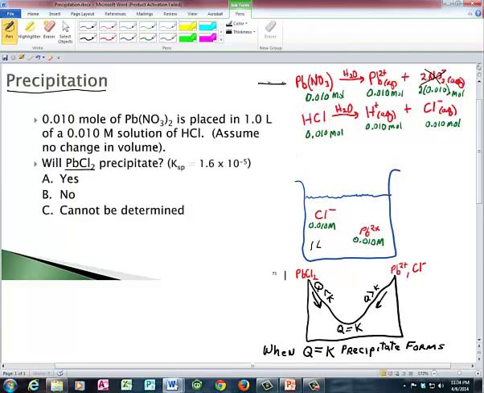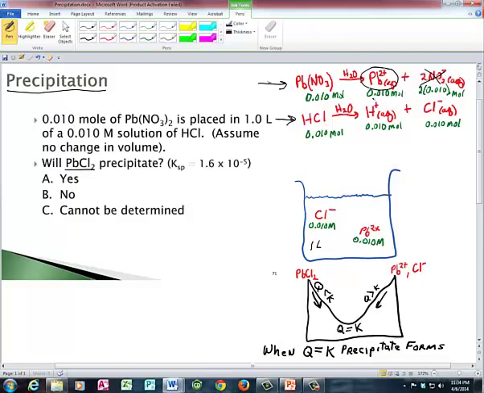I'm going to take 0.010 moles of lead(II) nitrate and 0.010 moles of hydrochloric acid, and I'm going to put both of those compounds into this 1 liter container. If you remember, all nitrates are soluble, so the lead(II) nitrate will completely dissociate into lead(II) ion and two nitrate ions. Now the nitrate ions are not part of lead(II) chloride, so they're not common, and we can ignore them. They're just going to be spectator ions in this reaction.